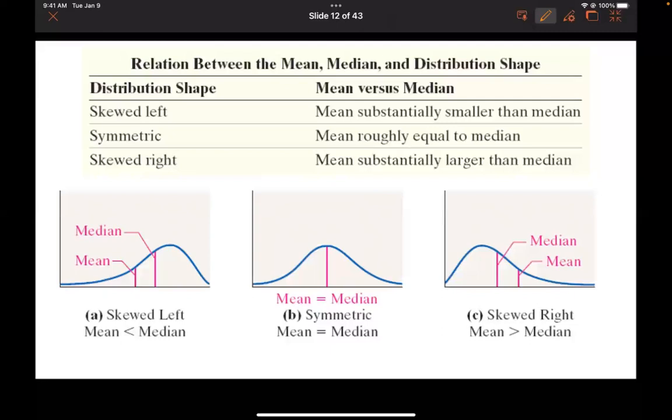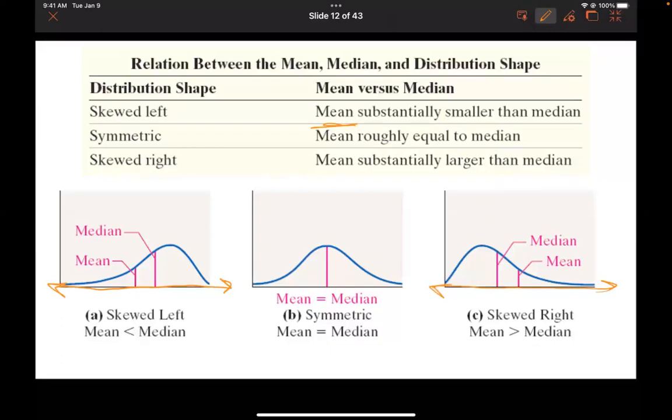So if we are skewed left, our mean is going to be substantially smaller than the median. Think of this as a number line right here. My mean is smaller than my median, so therefore it is skewed left. If our mean is larger than our median, further to the right of the median on the number line, or just a bigger number, then we are skewed right. If they're roughly the same, it is symmetric.